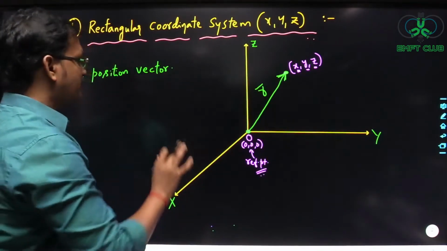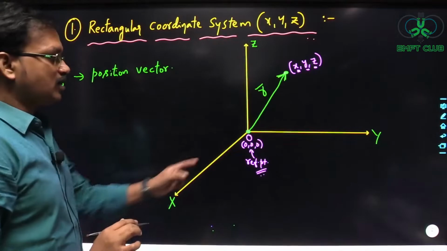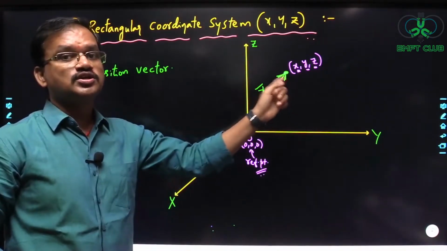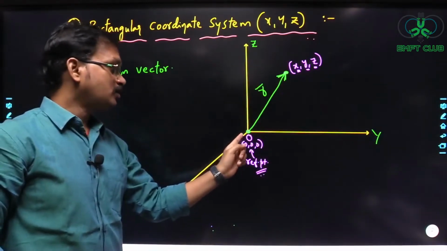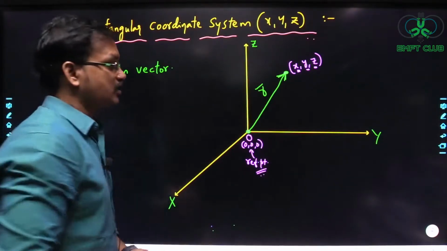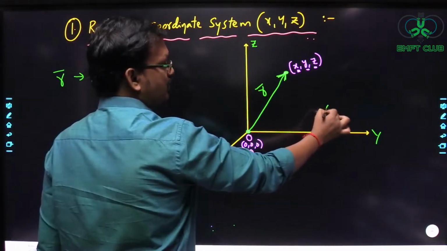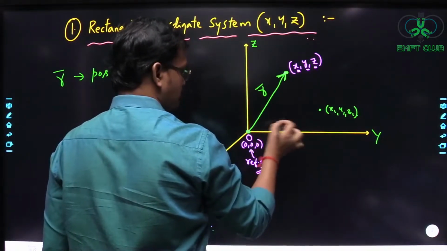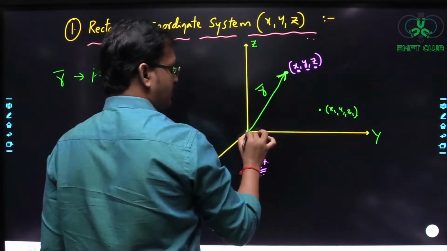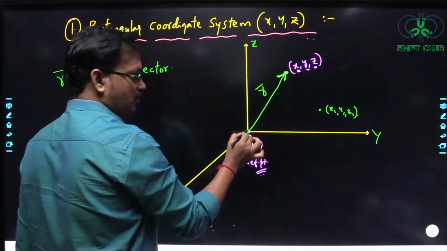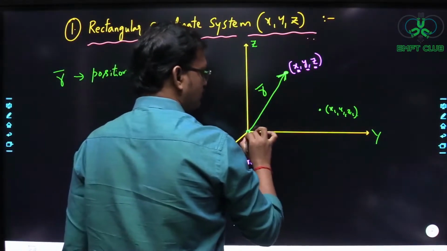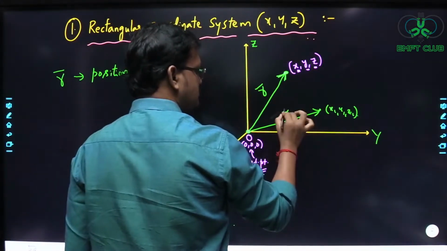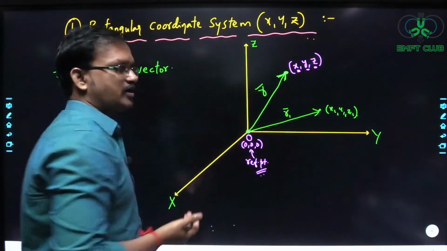Understood? So why are we calling it a position vector here? Because it is going to give you the position of any point measured with respect to the origin. See, if I consider one more point here, let us say x1, y1, z1, then the starting point of the position vector will always be the same, that is the origin. So from the origin to this point, if I draw a vector, I can call this the position vector. Let us say this is r1 bar.